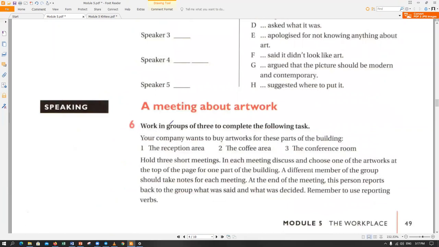Go to speaking, a meeting about artwork. Work in a group of three to complete the following task.